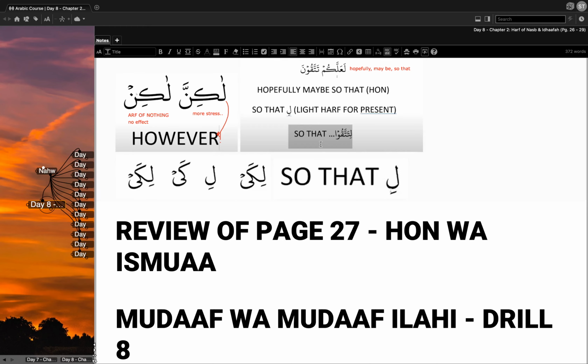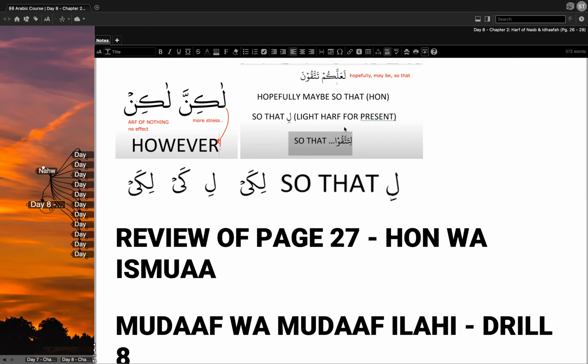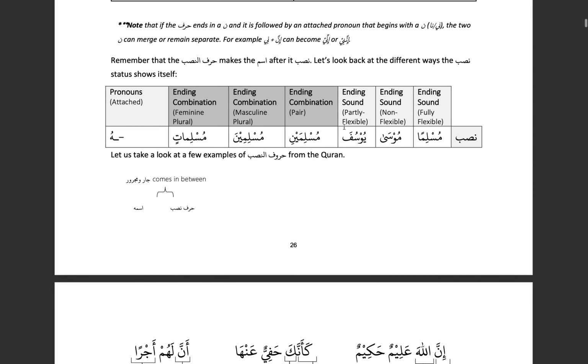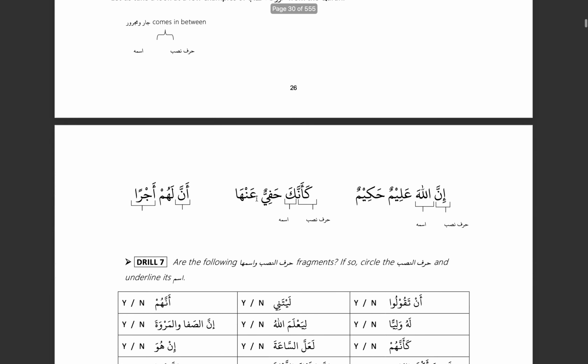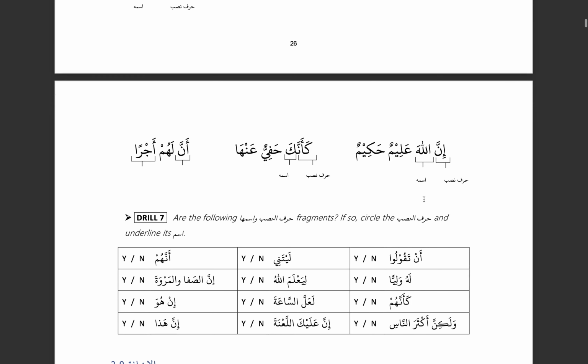So li is a harf of jarr. I've explained that already. Remember that the harf of nasb makes the ism after it mansub. Let's look back at the different ways: it can be on Muslim and Musa, which is non-flexible, and partly flexible, Yusufa, all this kind of example. Then inna, so this is page 27. Inna Allah, so definitely the harf of nasb.